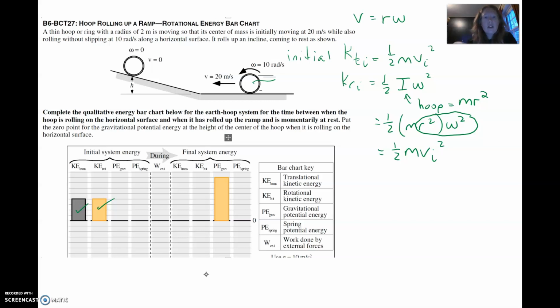And then all of that energy is going to become gravitational potential, because when it rolls up the ramp and comes momentarily to rest, it's not only stopping. When you think about it, it's both stopping, like it's not moving up the ramp anymore, and it's also not rolling anymore. And so you want to be sure about both of those things before you leave. Like, for instance, both of these are blank. Okay.